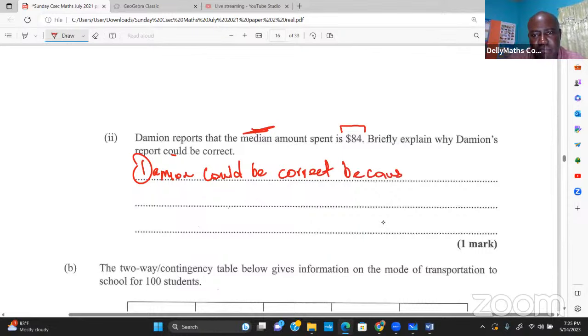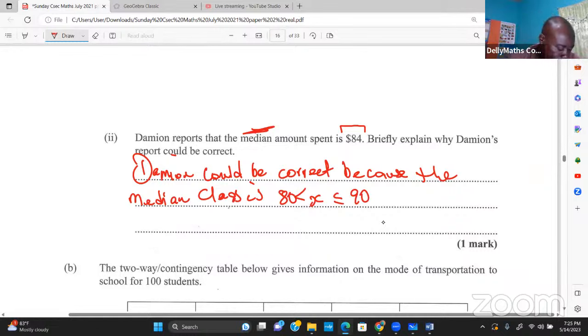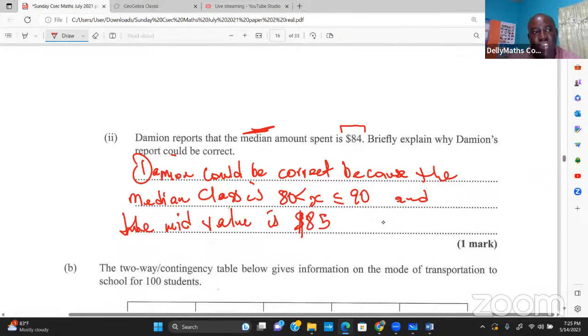Because the median class is x is less than or equal to 90, greater than 80. The median class is that, right? So yes, Damien could be correct. The median class is this, and the mid value, this is just information, is 85. You could see that Damien is right there.